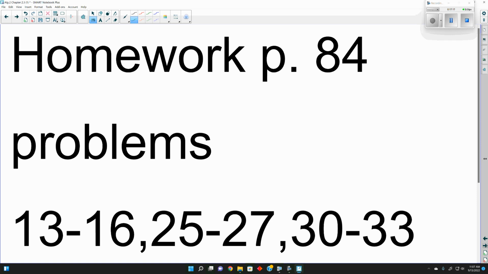So your homework is on page 84, problems 13 through 16, 25 through 27, 30 through 33. So we're mainly just going to focus on these here. We're not going to focus on the ones where the vertex is away from the origin.